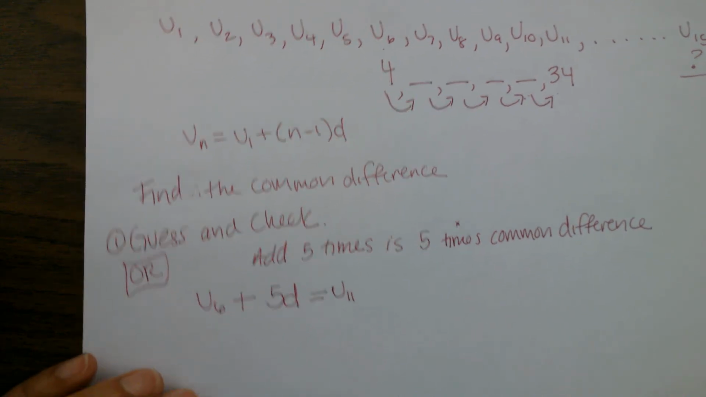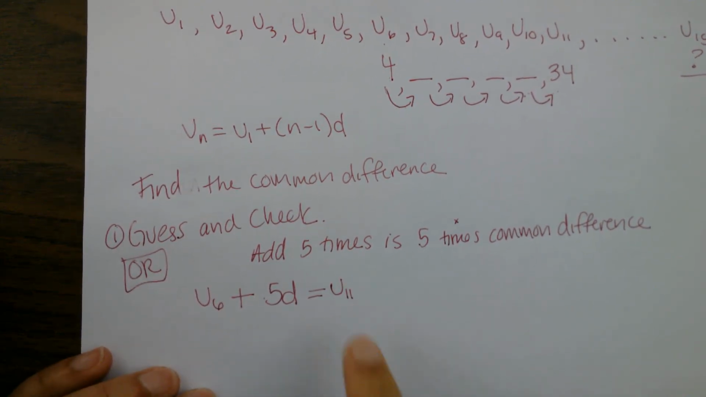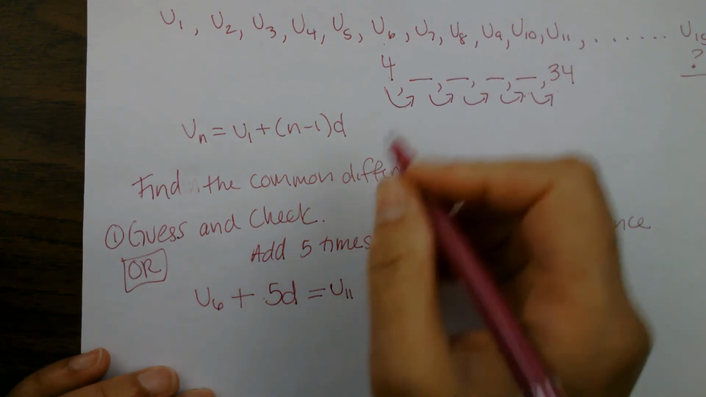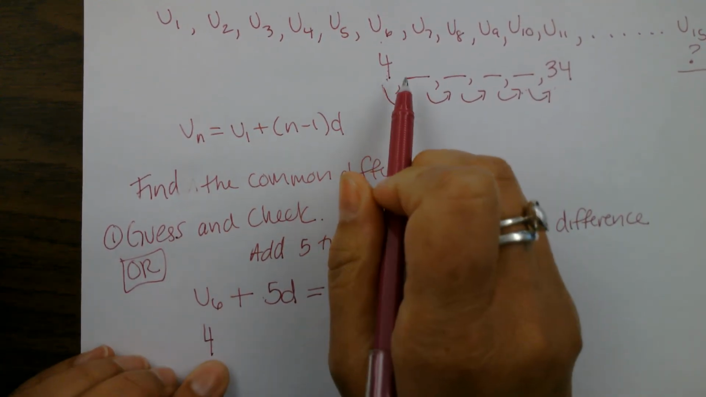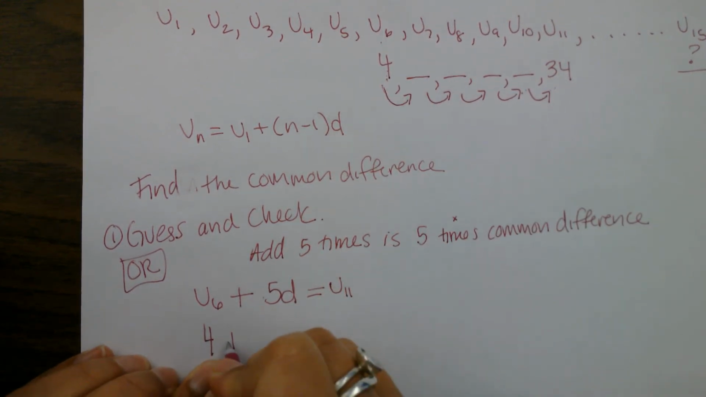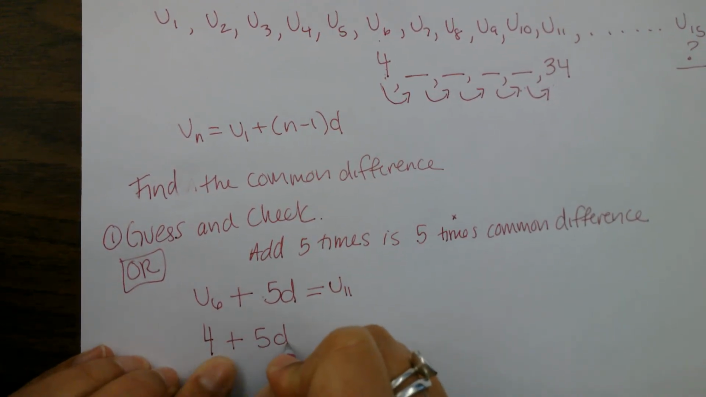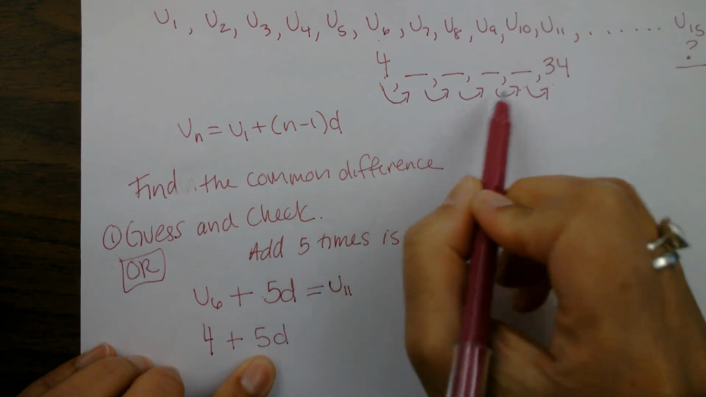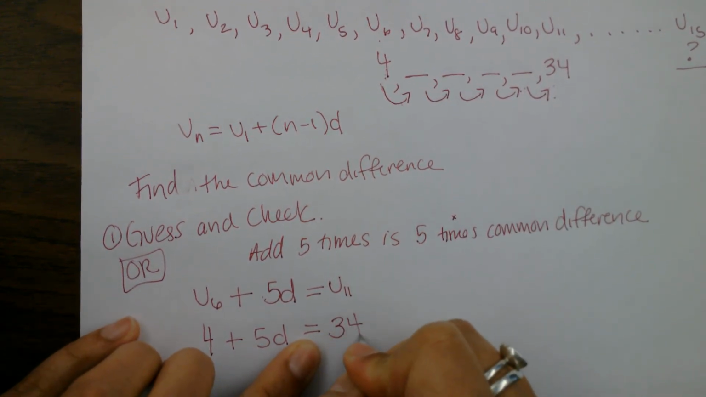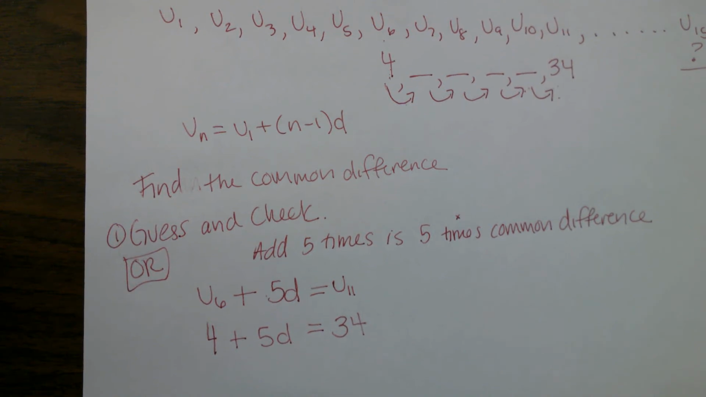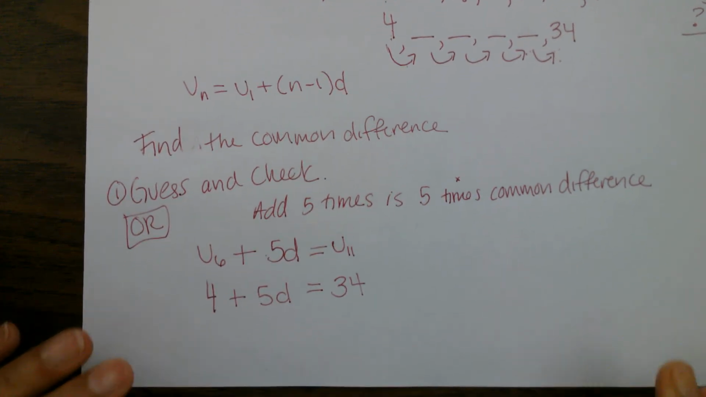What does this look like? Now that you have a little formula, let's put the numbers in. You start at 4, u sub 6. You add 5 times the common difference, 1, 2, 3, 4, 5, to get to the number 34. This will always work, but now it becomes a solve problem.